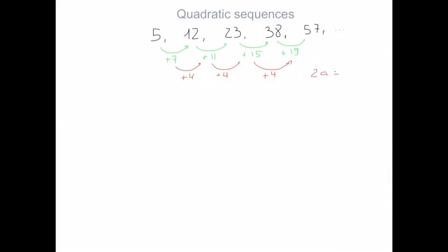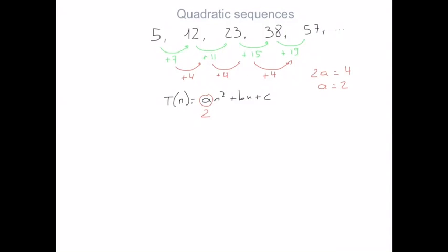should be equal to this second difference, 4, meaning that a is 2. So if we expect the general term for this sequence to be an squared plus bn plus c, we can expect this a here to be a 2.